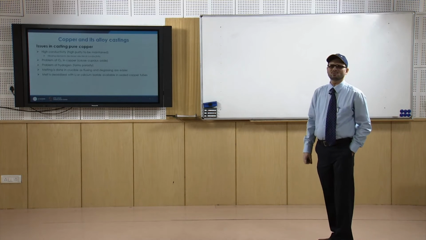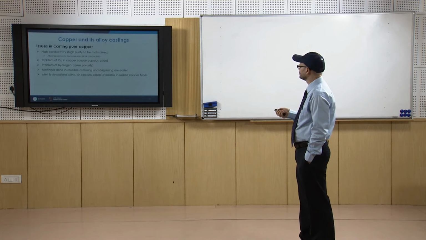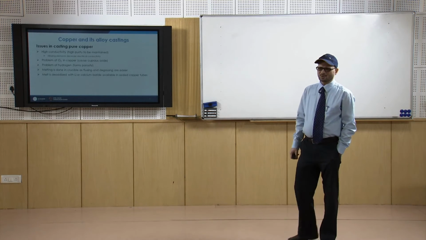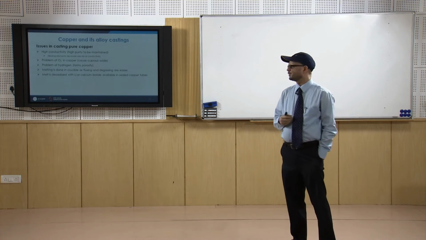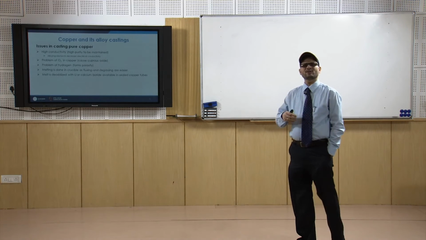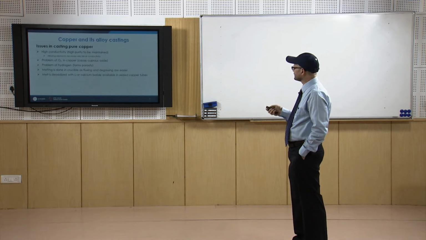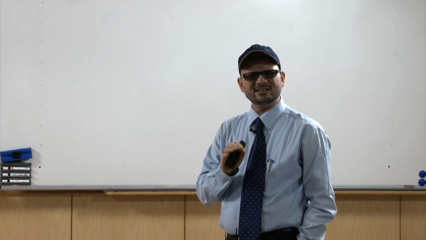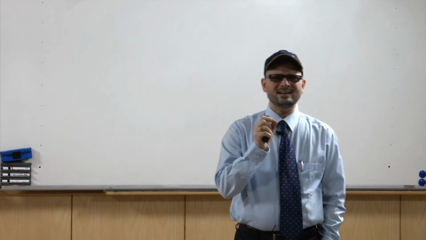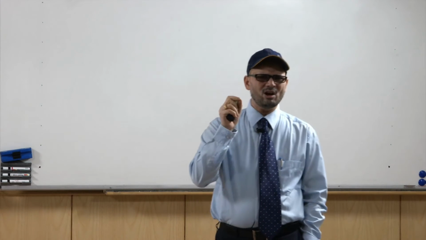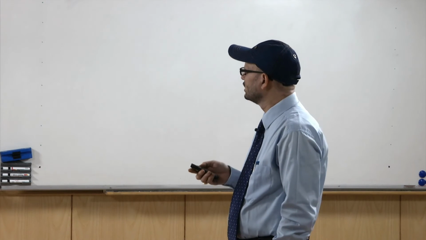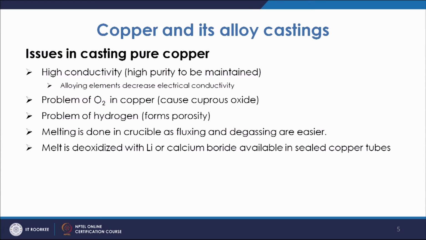Now, let us discuss a few of the alloys like copper. We know that copper has very high conductivity, and when you try to cast pure copper, or copper or its alloys even, there are certain issues. If it is impure with a very small amount of alloying elements, the conductivity is decreased. Like if you use phosphorus, even 0.1% of phosphorus will decrease the electrical conductivity to a large extent.